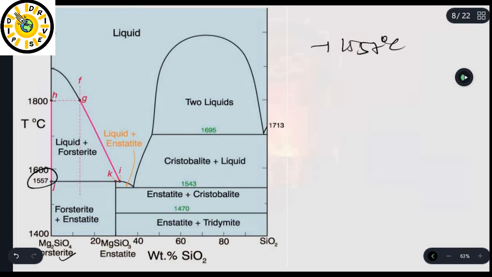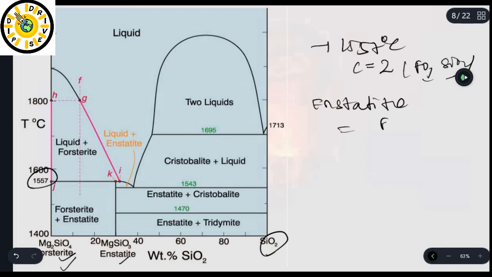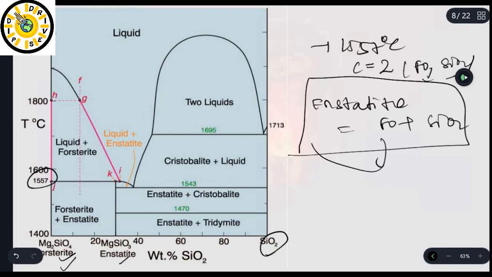This is forsterite, this is enstatite, and this is silica. This is not ternary phase behavior, right? Don't assume it is ternary due to the presence of enstatite. It is a two component system. The components are two: forsterite is one component and silica is one component, not enstatite. As forsterite and silica do not normally occur together in nature, enstatite will form. Enstatite equals forsterite plus silica. When forsterite and silica react with each other, it forms enstatite, so enstatite is the intermediate product.